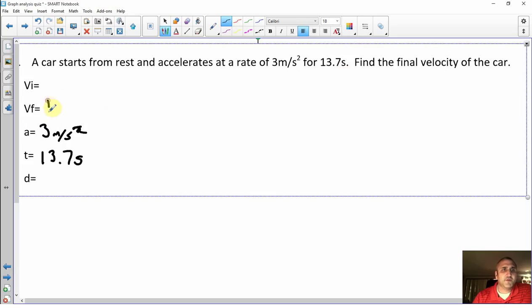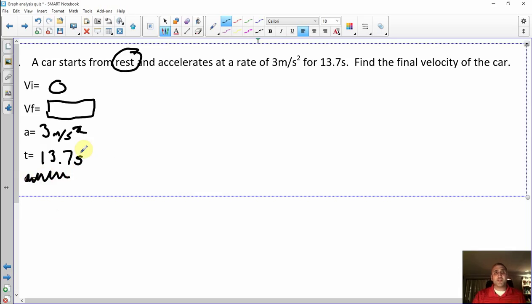So I want to know what the final velocity is, but was I a stinker and didn't tell you how fast it was going to start? Oh wait, I did. A car starts from rest. How fast are things going when they're at rest? 0. So take a look at this: VI, VF, A, T. I don't ask you about D, I don't give it to you, so don't worry about it.